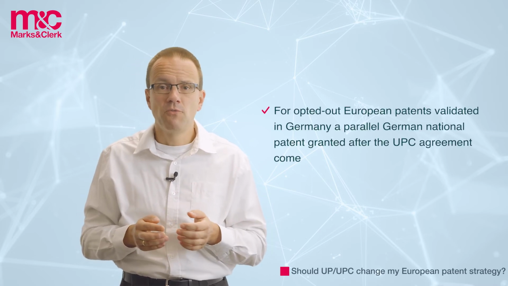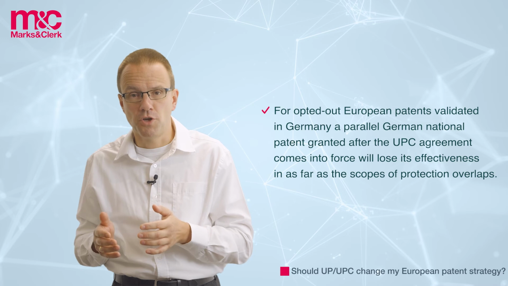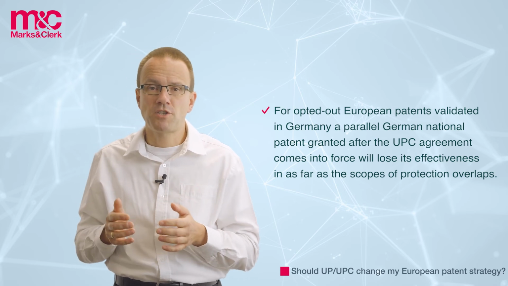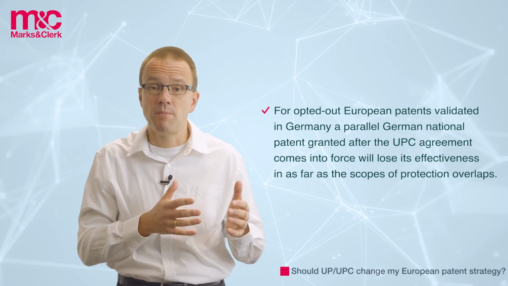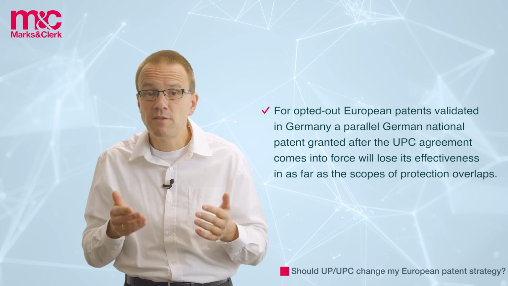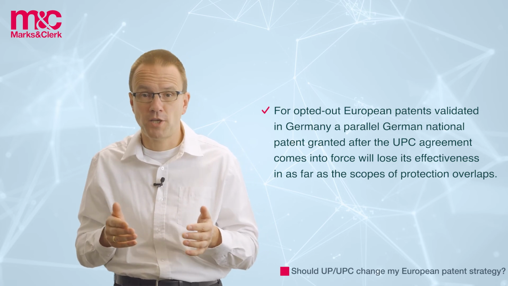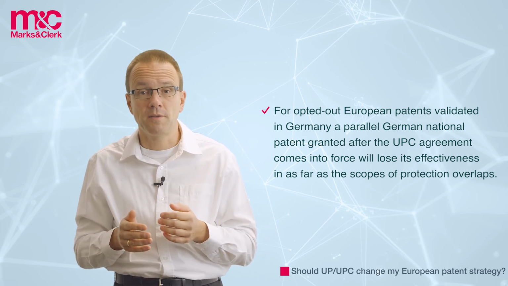One further point to consider is that, with the creation of the Unified Patent Court and the Unitary Patent, the various UPC member states have also considered the national double patenting provisions. Noteworthy are the changes that will come into force in France and Germany once the Unified Patent Court opens. They are very similar. In particular, for opted-out European patents validated in Germany, a parallel German national patent granted after the UPC agreement comes into force will lose its effectiveness in as far as the scope of protection overlaps with that of the European patent.